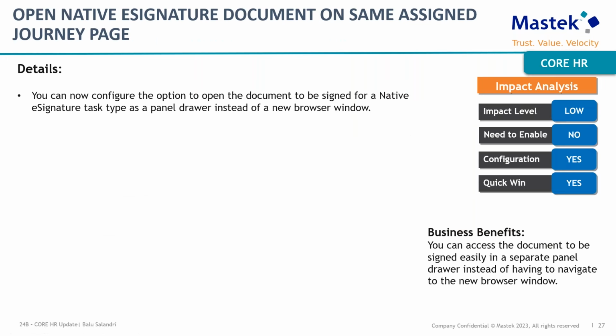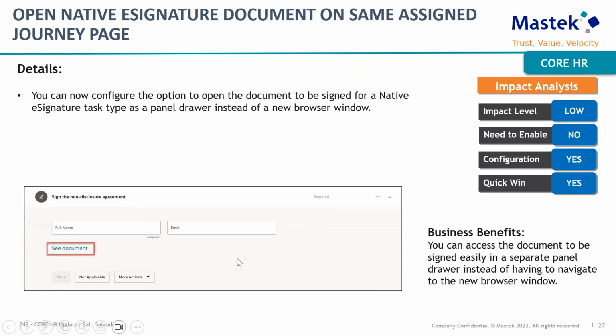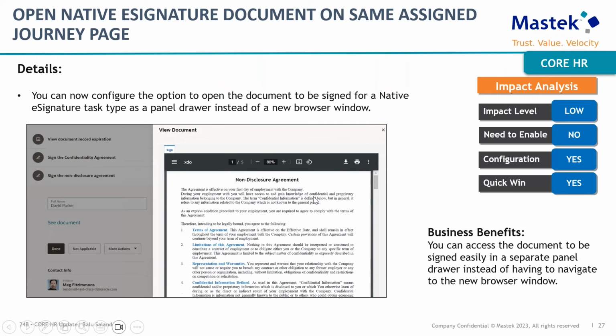The other feature is also in the journeys page where we open the native signature document on the same assigned journey page. So by selecting this open report on the same tab as a task type, the page will be displayed. When the user clicks on that see document, the page will be displayed as a panel drawer on the same page without navigating or moving to other pages. So you can access the document to be signed easily in a separate panel drawer instead of having to navigate to a new browser window.